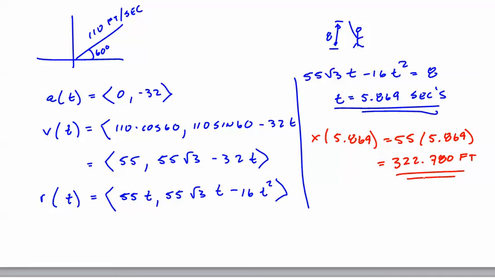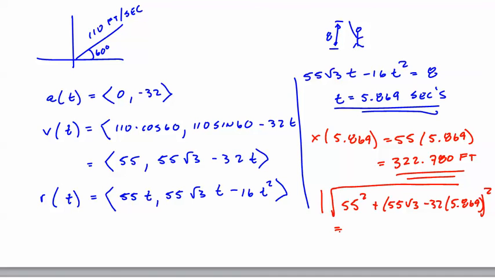How fast was the ball traveling when it catches the ball? So we would go with the absolute value of 55 squared plus 55 root 3 minus 32 times 5.869 squared. We should get 107.605 feet per second.